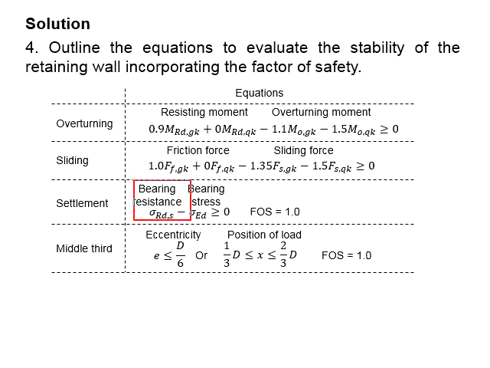The bearing resistance is given by the soil. The bearing stress is due to the rotational movement of the retaining wall. Therefore, the resistance needs to be greater than the stress. In this case, the factor of safety is considered as 1.0. Lastly, you check for the middle third. You can use equations for the eccentricity, or you can find the position of the vertical load. Either equation is applicable. The factor of safety here is equal to 1.0.